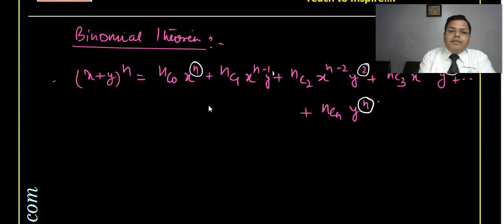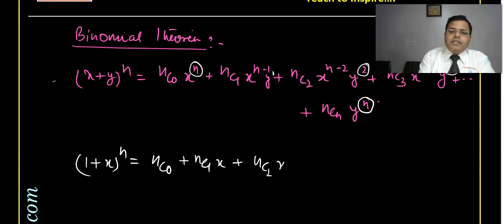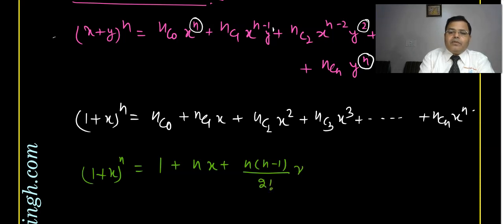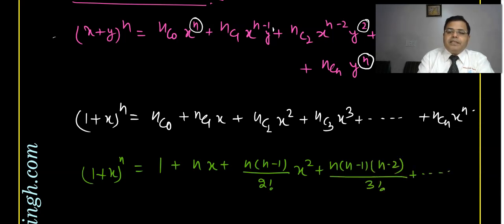Similarly, if I write (1 + x)^n, in place of y there is x, and in place of x there is 1, then we can write this expansion as nC0 1^n, that is 1, plus nC1 x, plus nC2 x^2, nC3 x^3, and so on up to nCn x^n. If you simplify this, (1 + x)^n is nC0 means 1, plus nC1 is n, so nx, plus n(n minus 1) upon 2 factorial. What is factorial? That I'll tell you. nC3 is n(n minus 1)(n minus 2) upon 3 factorial. Like this, this is the expansion.